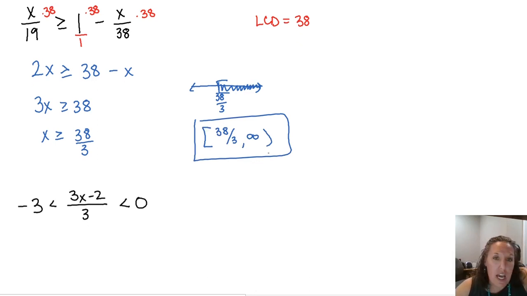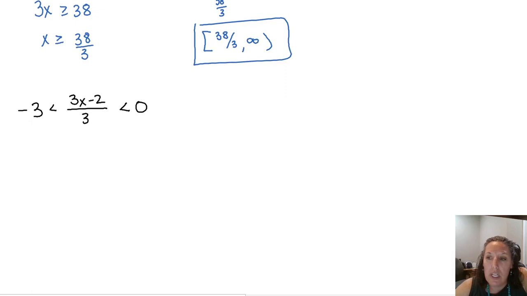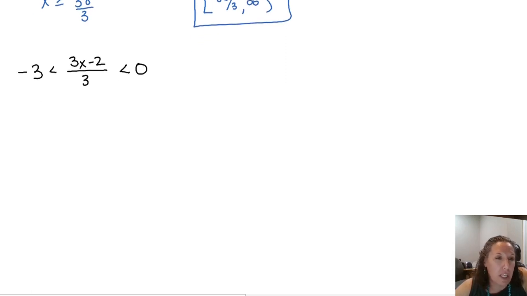All right, our next example, this one's actually a compound inequality, meaning we've got 3 pieces. We've got -3 on the left is less than 3x minus 2 over 3 in the middle, and that is less than 0. So we've got 3 pieces here. We're going to treat this just like we did the previous example. What we do to one side, we do to all 3 sides.